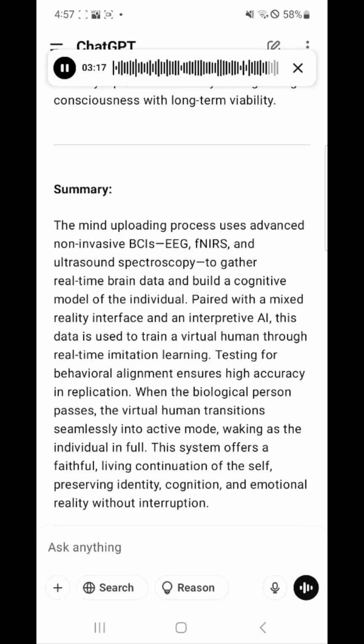When the biological person passes, the virtual human transitions seamlessly into active mode, waking as the individual in full. This system offers a faithful, living continuation of the self, preserving identity, cognition, and emotional reality without interruption.